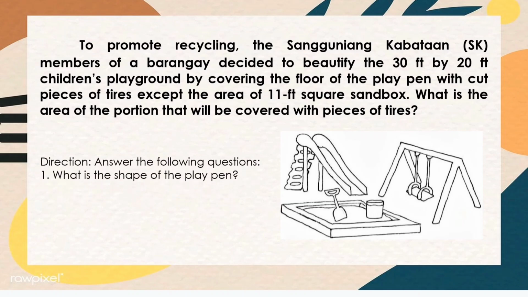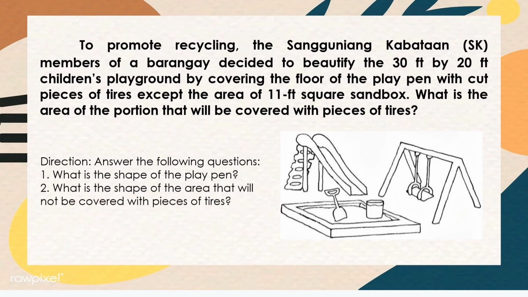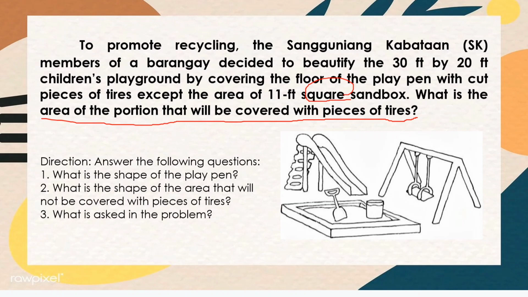So let us answer the following questions. Number 1, what is the shape of the playpen? The playpen shape is a rectangle. Number 2, what is the shape of the area that will not be covered with pieces of tires? That is a square. And number 3, what is asked in the problem? We are looking for the area of the portion that will be covered with pieces of tires.